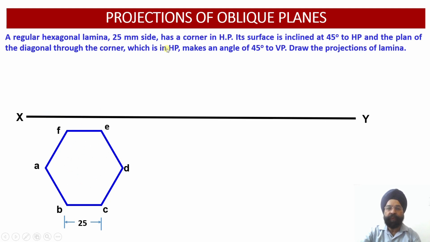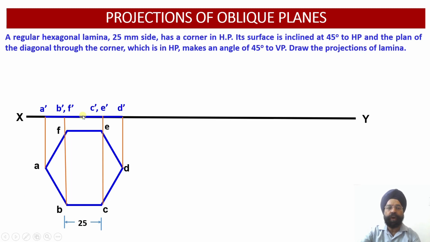Since the lamina has one corner in the horizontal plane, and the lamina is parallel to HP, one corner in HP means that this lamina is contained by the horizontal plane. So let us draw projectors through all the corners of this hexagonal lamina in the top view. Point A will be projected here as A dash. Points B and F will be projected as B dash and F dash. Points C and E will be projected in the front view as C dash and E dash. Point D will be projected as D dash.